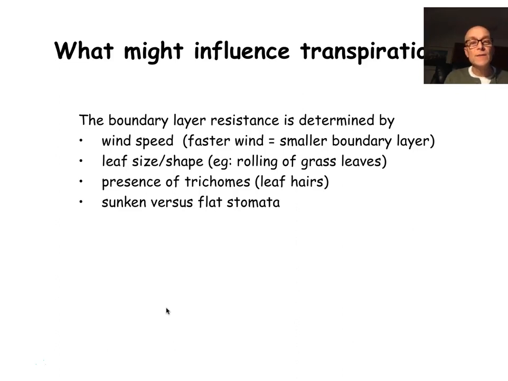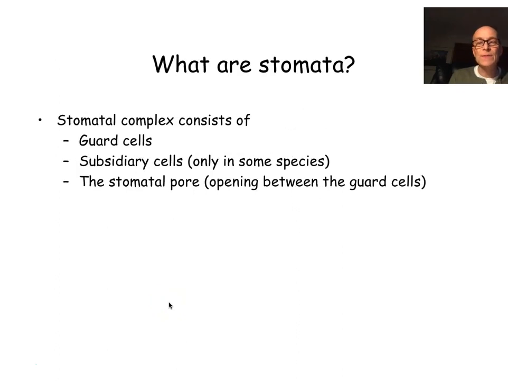And then there can also be things like sunken stomata. I'll show you a cross-section of some sunken stomata in a second. In a sunken stomata, you create a little cavity where the water gets trapped after it's been transpired, and so it increases the water concentration out there, which means that water is less likely to transpire out of the stoma.